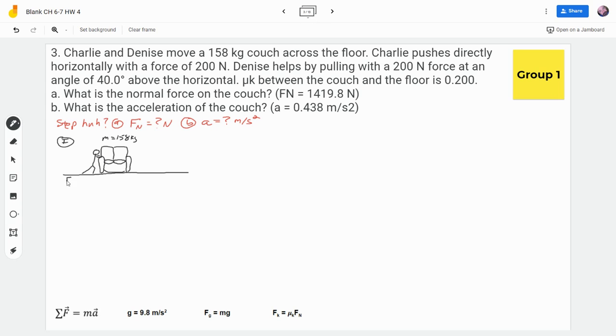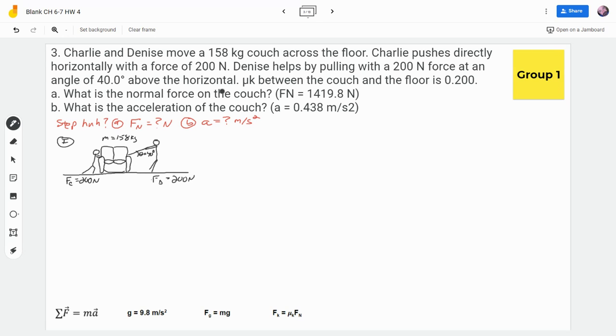So we have F sub c, force of Charlie, 200 newtons. Denise helps by pulling with a 200 newton force at an angle of 40 degrees above the horizontal. So she's helping by pulling, so she must be pulling to the right. I'm going to draw this. Let's assume we have some kind of string or something here. And then Denise is pulling on this. This angle here is 40 degrees, and we have force of Denise is also 200 newtons.